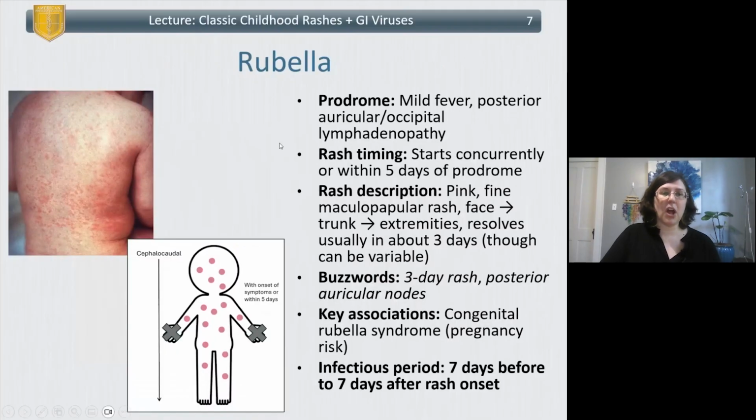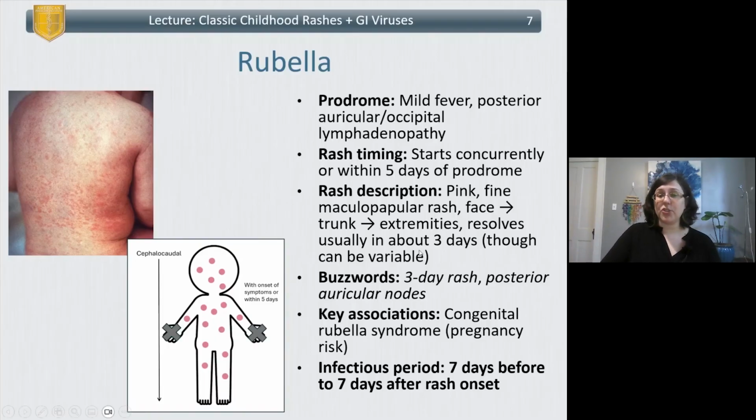All right, so let's talk about rubella, which has been confused before with measles because it has a very similar rash. The prodrome typically is a mild fever. You have posterior auricular or occipital lymphadenopathy, classically. You're not waiting for the rash after your symptoms start. The rash actually usually starts around the same time as the symptoms, definitely within 5 days of the symptoms. The rash is going to be a pink, fine maculopapular rash, and it also starts on the face and moves to the trunk and then out to the extremities.